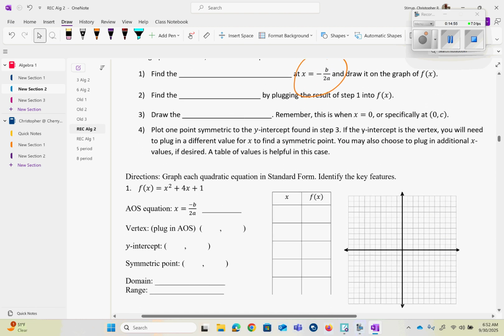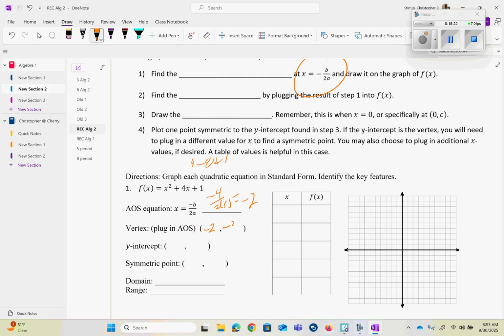All right, so my a is 1, my b is 4, my c is 1. So my axis of symmetry is going to be negative 4 over 2 times 1, which comes out to just negative 2. Okay, that's great. Negative 2 I'm going to plug in to get the rest of my vertex. So negative 2 squared is 4. 4 times negative 2 is negative 8, plus 1. 4 minus 8 is negative 4. Negative 4 plus 1 is negative 3. And our y-intercept, when it's in standard form, is just going to be the c.